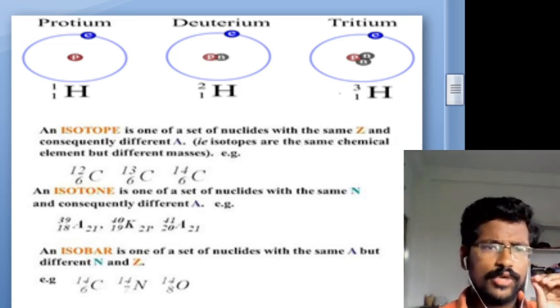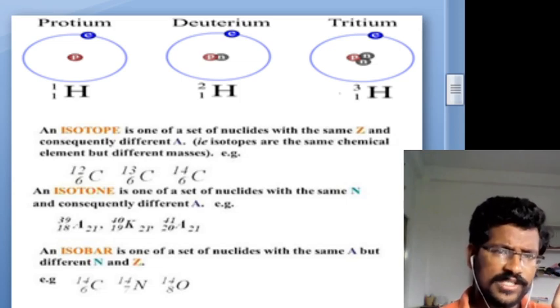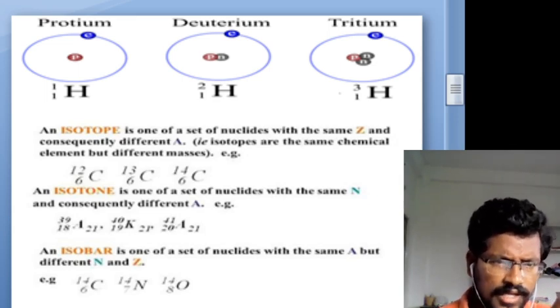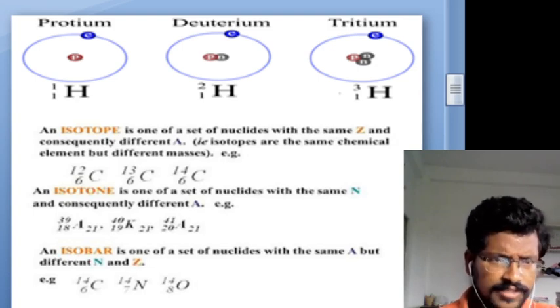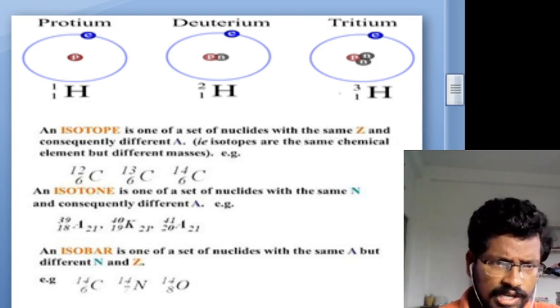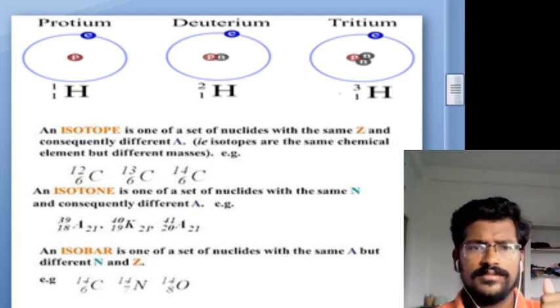As well, now we are going to isobars. In isobars we observe these elements: carbon, nitrogen, oxygen. Here carbon atomic number is 6, nitrogen atomic number is 7, and oxygen atomic number is 8. Now we are clearly observing these elements. Here the atomic numbers differ, but the mass number is the same for all elements: carbon mass number 14, nitrogen mass number 14, as well as oxygen mass number 14.